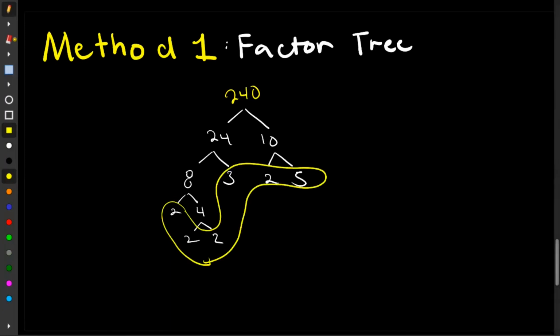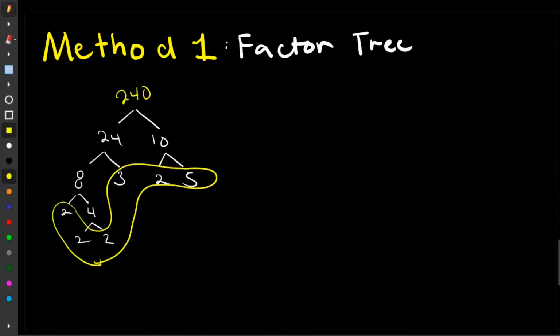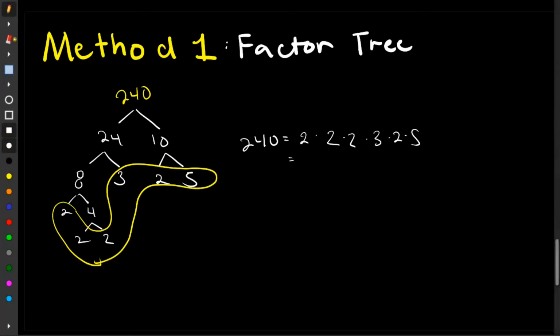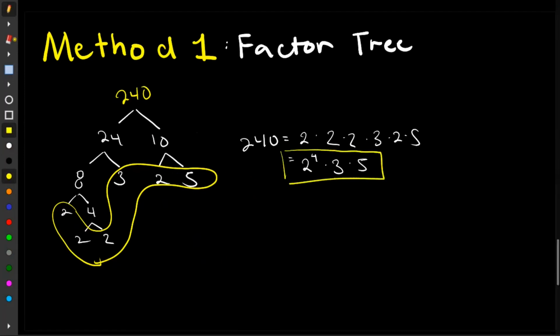Now observe that all of these are already primes. So we use these numbers to represent 240. Because basically what we did is we have broken down 240 into primes, or basically its roots, if we view it as a tree. The deepest roots that it has. So we have 240 is equal to 2 times 2 times 2 times 3 times 2 times 5. Rearranging it, since there are four 2's, we have 2 raised to 4, times 3 times 5. And this is the prime factorization of 240.